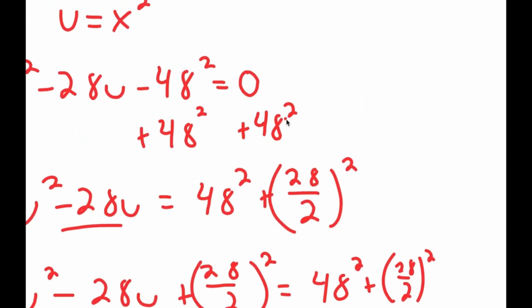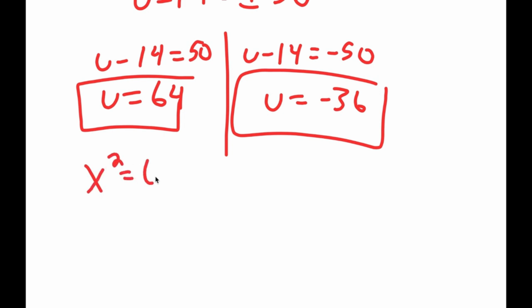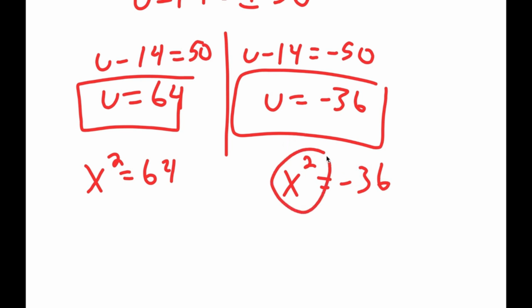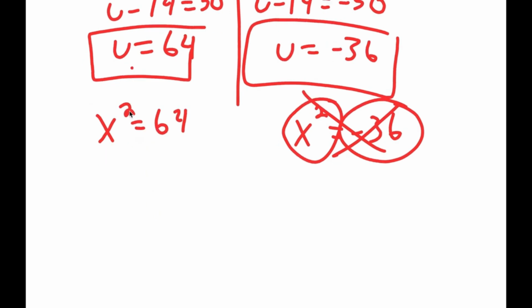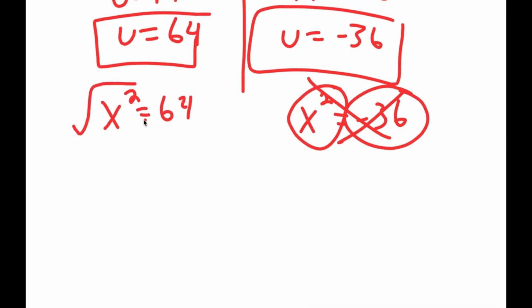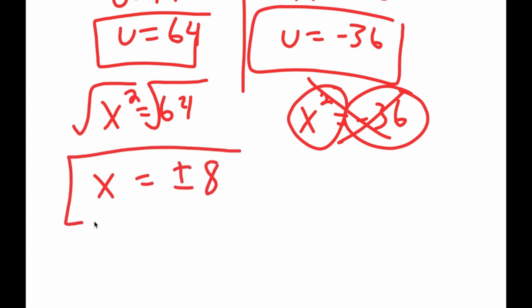Now remember how we let u equal x squared. So this means that x squared is equal to 64 and x squared is equal to negative 36. Well, we can't have a number squared equal to a negative number, so this is wrong, meaning that x squared equals 64 is my only proper equation. If I take the square root on both sides, I get x is equal to positive or negative 8. So these are my two solutions to this problem.